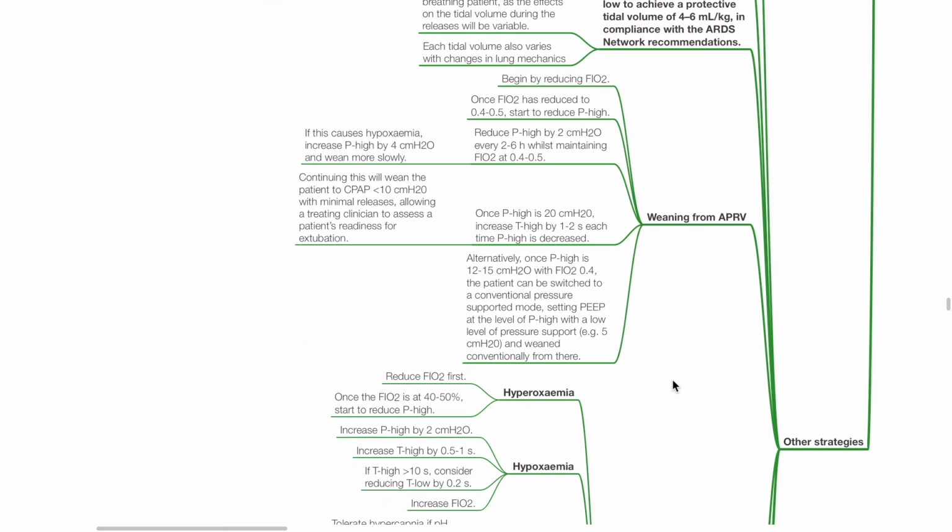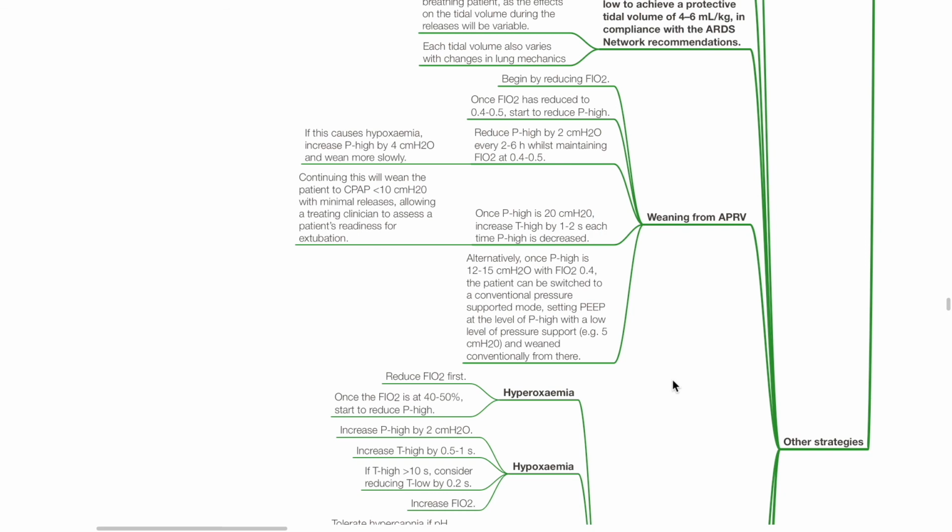Additional notes for weaning from APRV. Begin by reducing FiO2. Once FiO2 is reduced to 0.4 to 0.5, start to reduce P high. Reduce P high by 2 cm H2O every 2 to 6 hours while maintaining FiO2 at 0.4 to 0.5. If this causes hypoxemia, increase P high by 4 cm H2O and wean more slowly. Once P high is at 20 cm H2O, increase T high by 1 to 2 seconds each time P high is decreased. Continuing this will wean the patient to CPAP of 10 cm H2O or less with minimal releases, allowing a treating clinician to assess the patient's readiness for extubation.